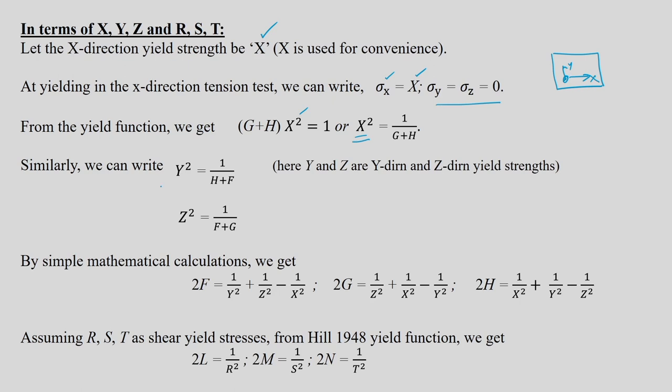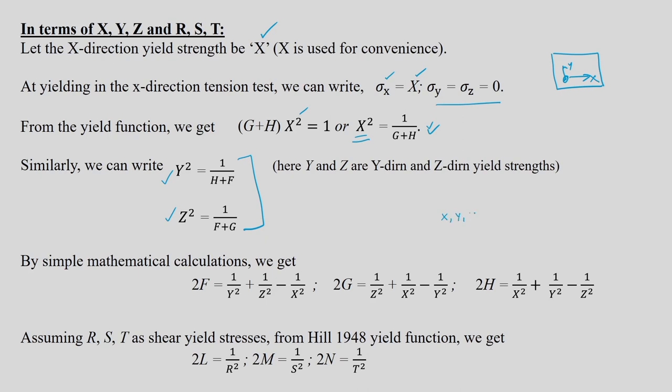Then you can get y square and z square. So here y and z are y direction and z direction yield strengths you can call. And y square is equal to 1 by h plus f and z square is equal to 1 by f plus g. So the exercise you have to do like this. These two exercises are for you to do. So now x square, y square and z square are written in terms of f, g and h.